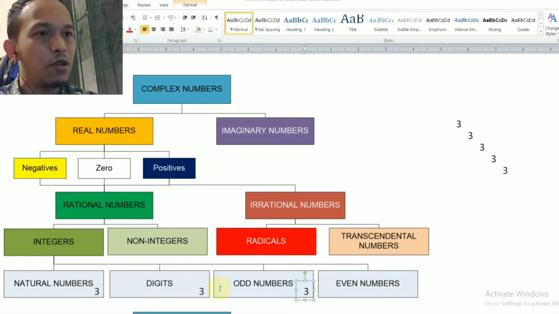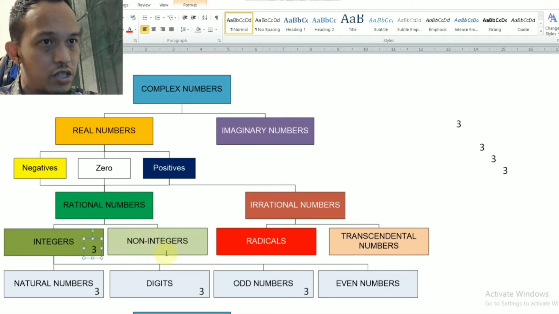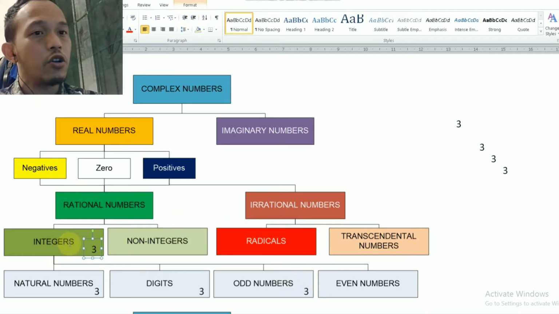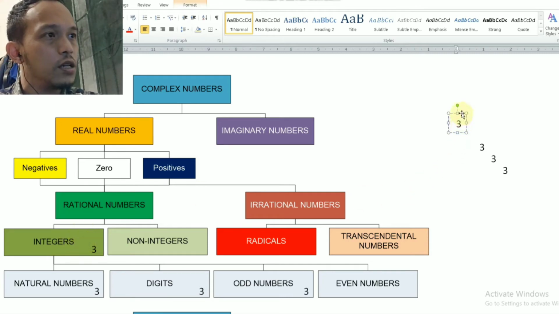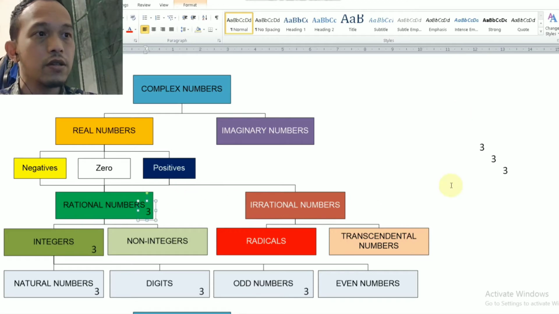So since it belongs to at least one of these, 3 must be an integer. By definition, 3 is also an integer. And 3 cannot be a non-integer since 3 is an integer. 3 cannot be a radical, and 3 cannot be a transcendental. Look at it, there are different branches from the integers. Since 3 is an integer, therefore 3 must be a rational number, the superset of the integers.